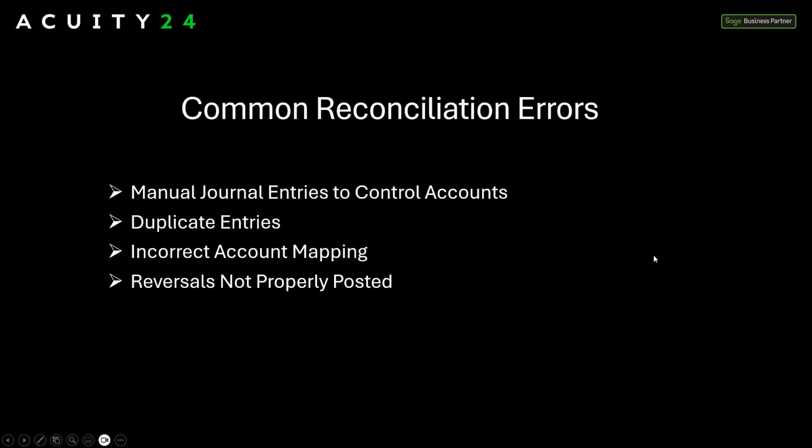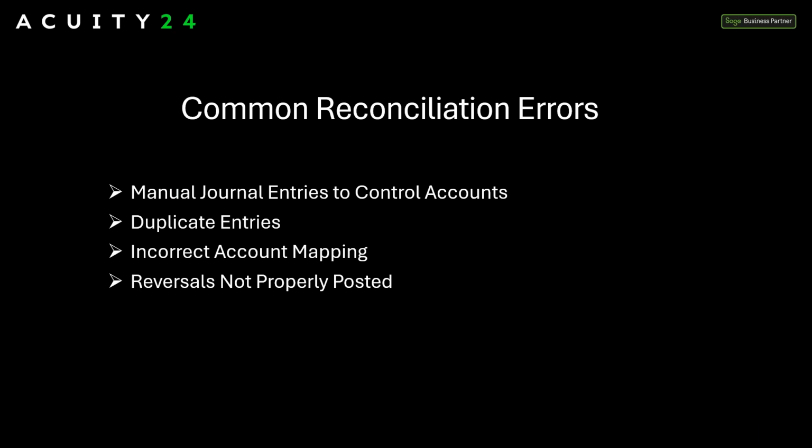Okay, so the issues that you would find on manually reconciling your control account. Journals posted directly to a control account bypass the subledger. This may cause a mismatch between the general ledger and subsidiary ledger. To fix that, you would have to identify and reverse or reclassify these entries properly before you do your reconciliation. And then duplicate entries.